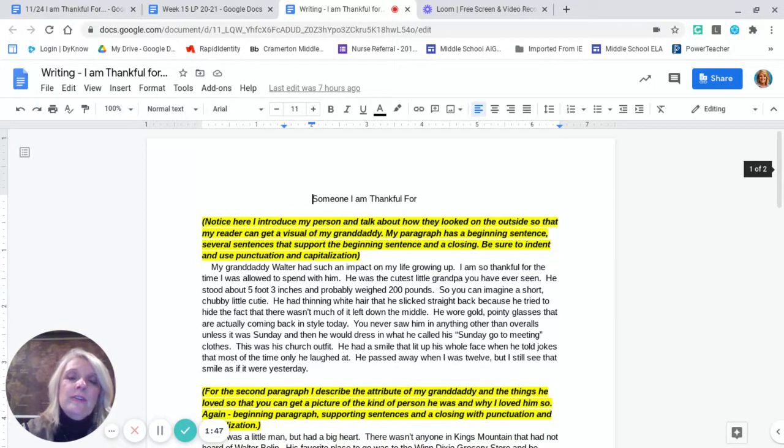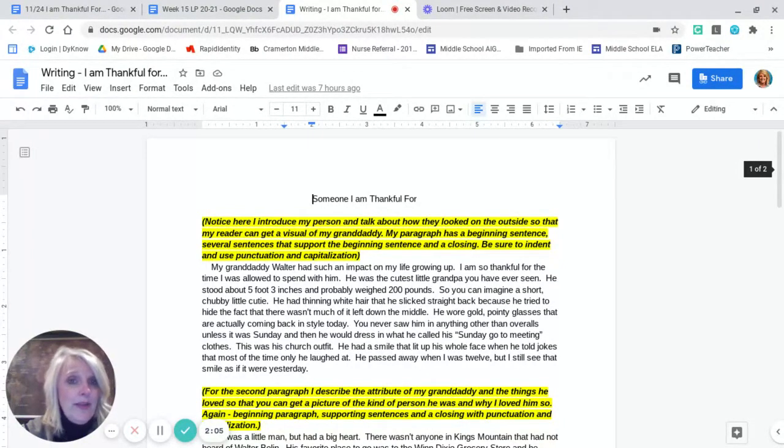So your first paragraph, you're going to want to write about, first of all, you're going to identify who you're writing about. And then you are going to want to write about what this person looks like externally on the outside. What's their physical appearance like?